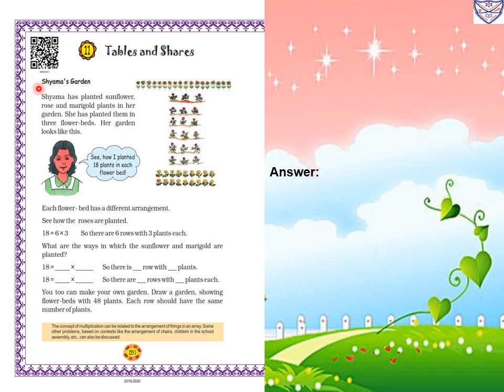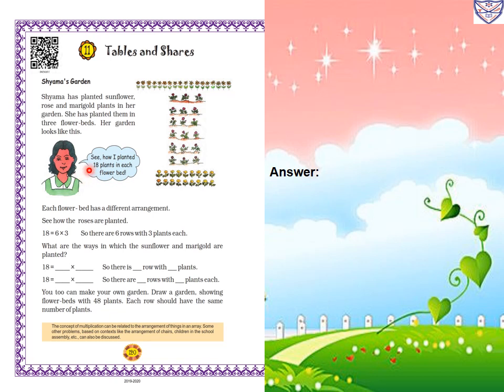Okay, so first is Shyama's garden. Shyama has planted sunflower, rose and marigold plants in her garden. Which plants has she planted in her garden? That is sunflower, rose plants and marigold plants. She has planted them in three different flower beds. Her garden looks like this.